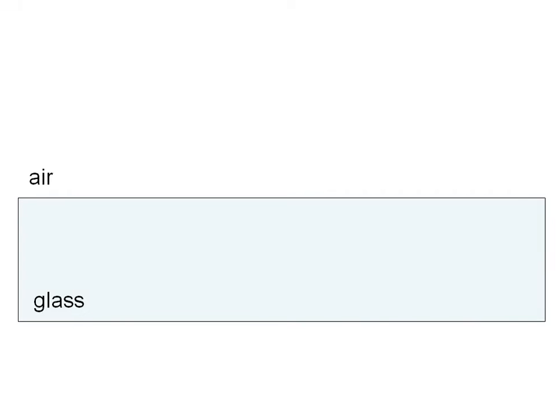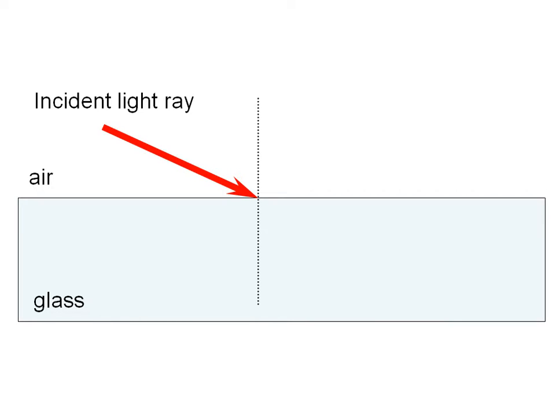So we're going to make a diagram. This represents some glass, and we'll have a light ray coming from the air down into the glass. Let me zoom in here. This is our incident light ray. Incident means it's incoming, so the light ray is coming into the surface. Right where the light ray strikes the surface, we're going to draw an imaginary dotted line. This line is called the normal. It has to be perpendicular to the surface right where the light ray strikes it.